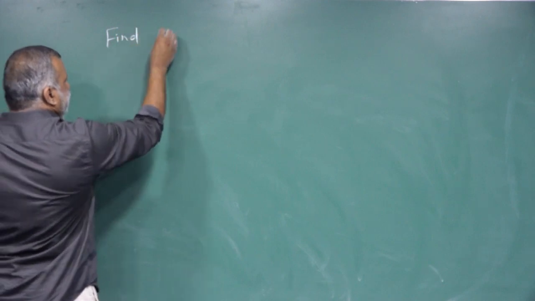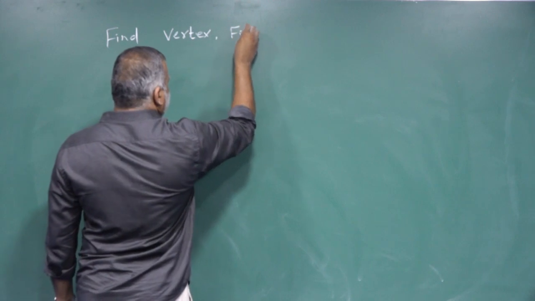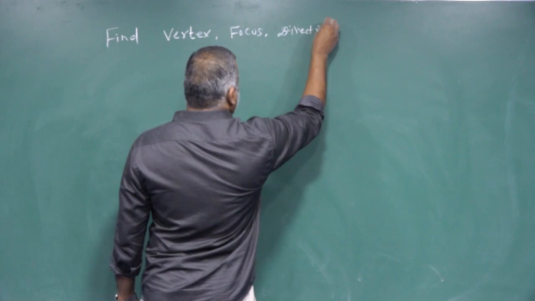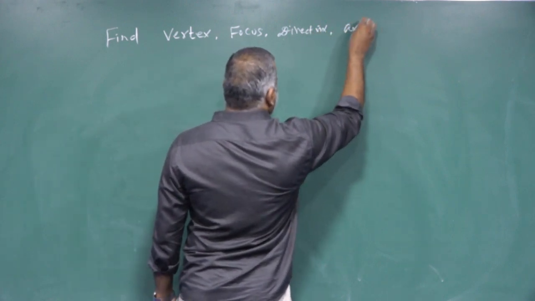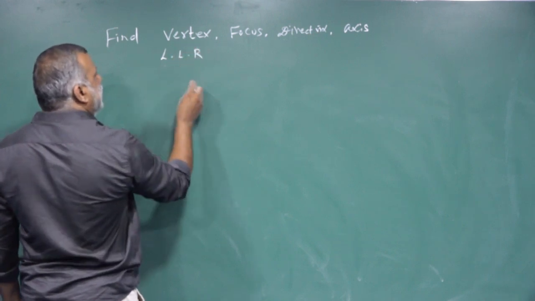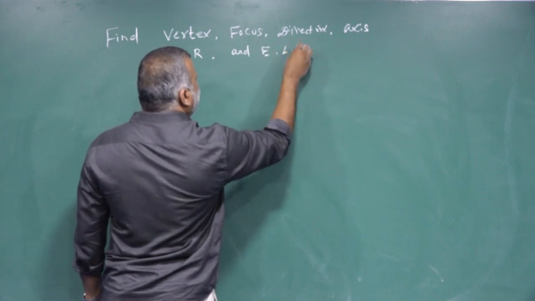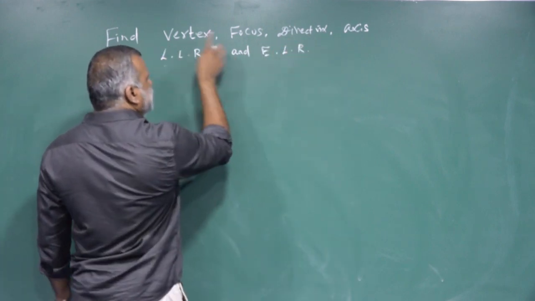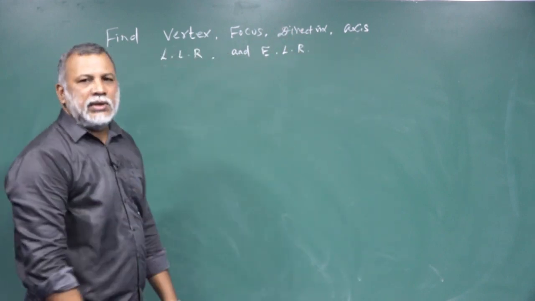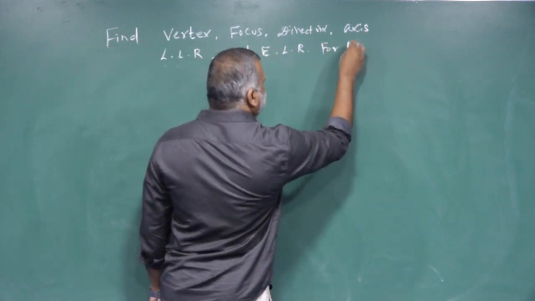Find vertex, focus, directrix, axis, length of the latus rectum. LLR means length of the latus rectum, and the equation of the latus rectum. Vertex, focus, directrix, axis, length of the latus rectum, and equation of the latus rectum for the following.